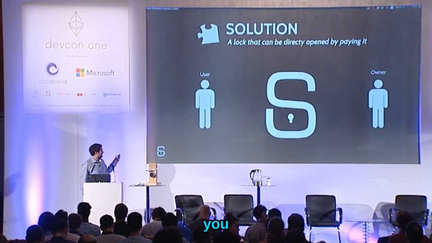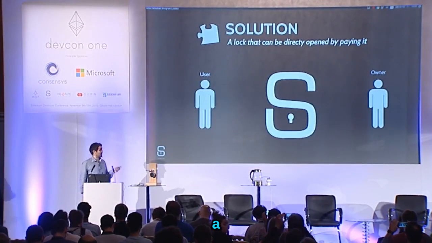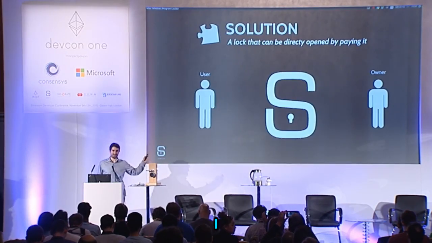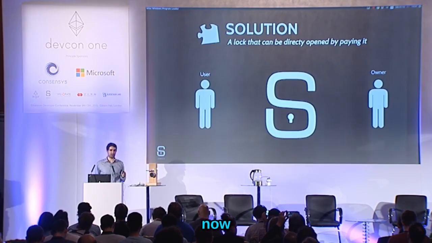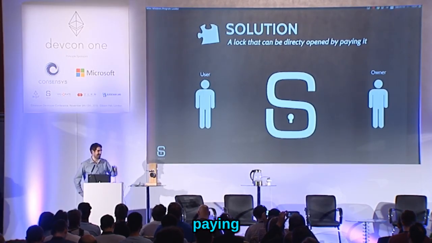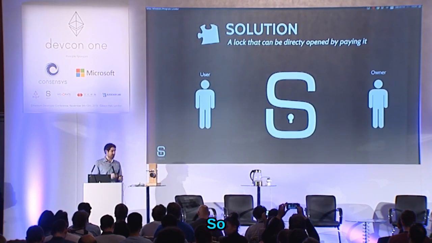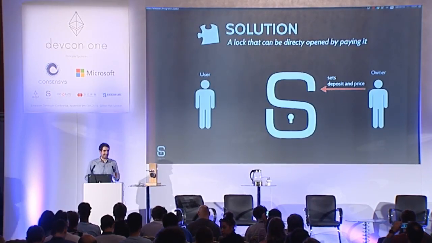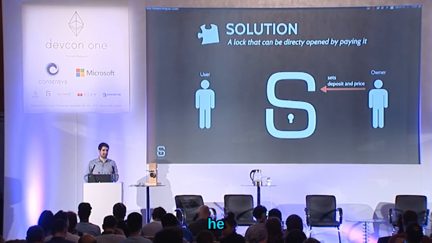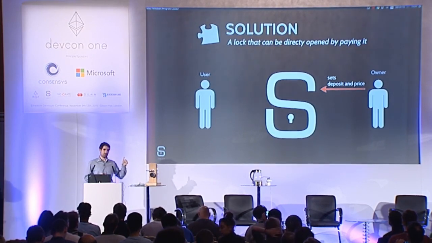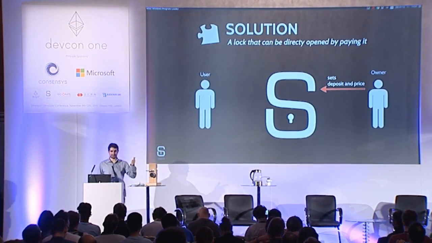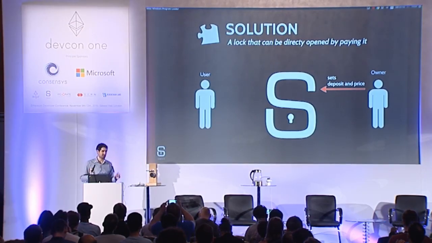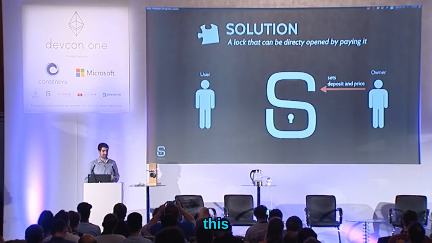But we want to show you now a solution, which is basically a lock that can be directly opened by paying it. I mean paying the lock. Now we are just not talking to paying someone else. So how does this work? The basic process is very simple. An owner of a slock can set two numbers, a deposit and a price. And then he's basically done. He doesn't need to do anything else. Just lock his property with this lock.